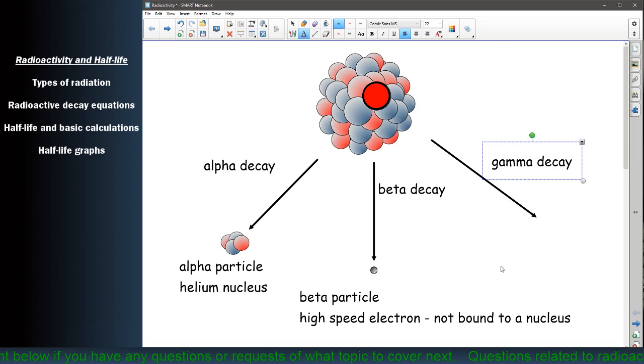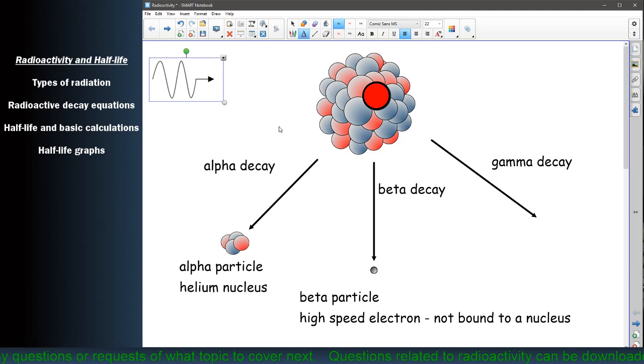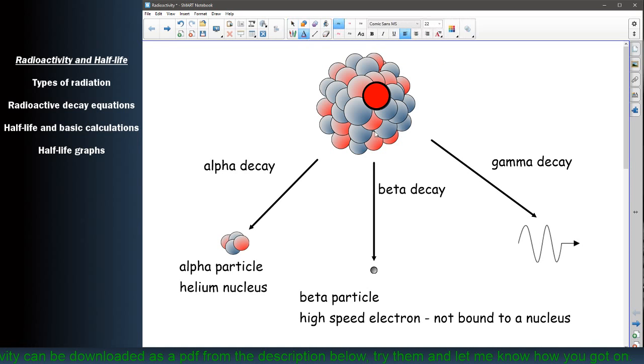Now, no fancy graphic for this one, interestingly. There's no particle involved here. There's no piece of material that comes off. So what we get is this symbol here, a wave of energy, a little ripple of energy that comes out. It's nothing that you can grab or look at, just a packet of energy. We know it's there because it has effects on stuff, and gamma radiation is a particularly dangerous type of radiation, but we'll get into that in just a few seconds.